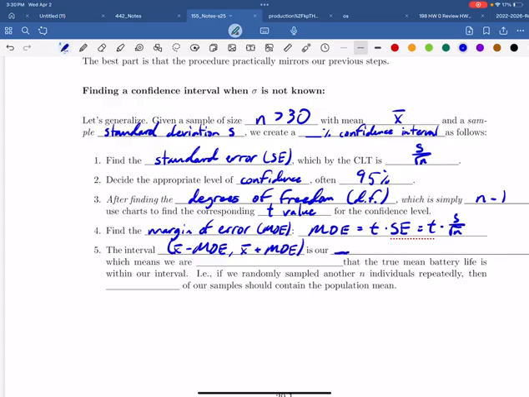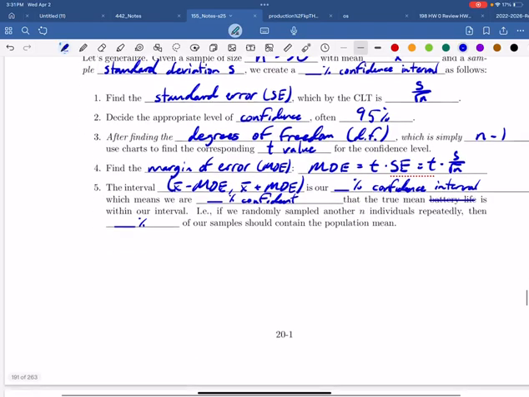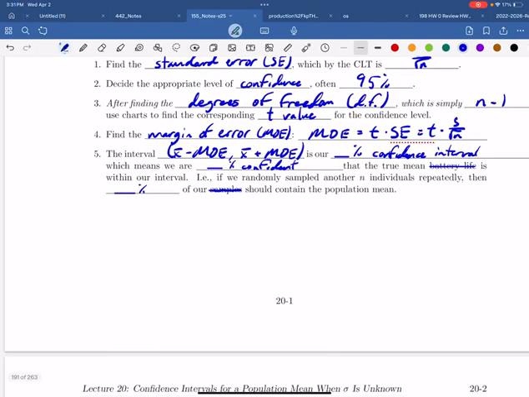That's our whatever percent confidence interval, which means we are whatever percent confident that the true mean is within our interval. In other words, if we were to do this over and over and over again, then whatever percent we decided of our intervals should contain the population mean. Maybe just to be clear, this is not samples, this would just be intervals.